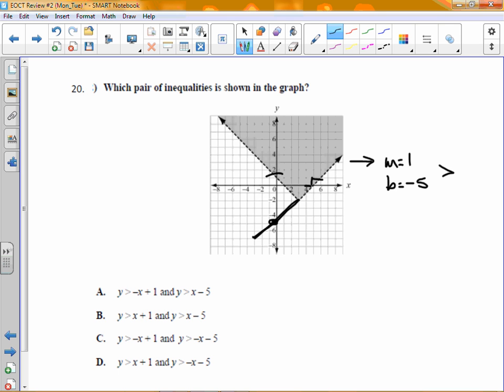Well, the second equation has a y-intercept of 1 and a slope of -1. A lot of you guys wrote this work right here out, and you said both of these were greater than, so they were both shaded above, but you just didn't put A. I still gave you credit for it, guys.